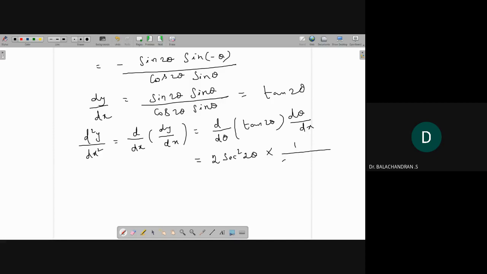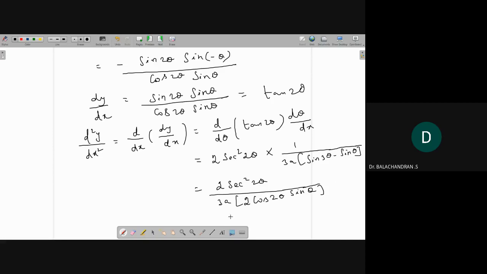1 by 3a into sine 3 theta minus sine theta. This is equal to 2 secant square 2 theta. Again, you should use the sin c minus sin d formula. You used this formula already, so I am writing directly. So 2 cos of c plus d by 2, that is 4 theta by 2, is 2 theta, into 2 sine of c minus d by 2, that is 3 theta minus 2 theta... sorry, 3 theta minus theta by 2, is theta.